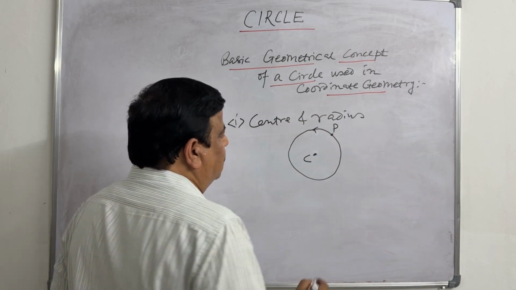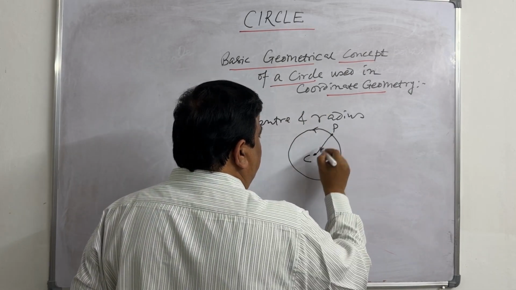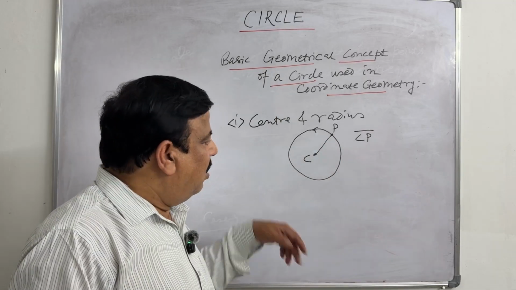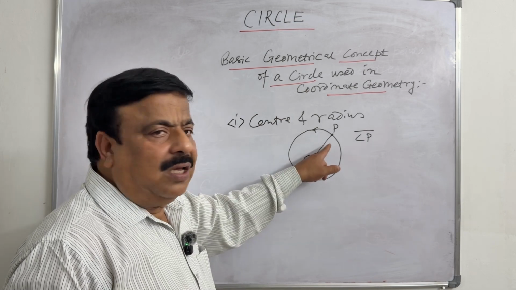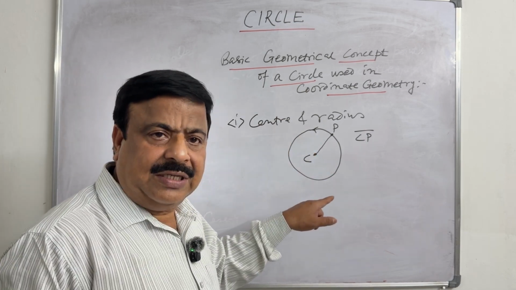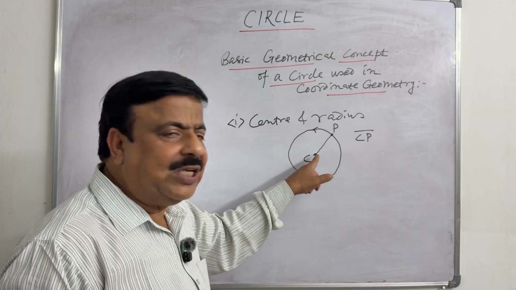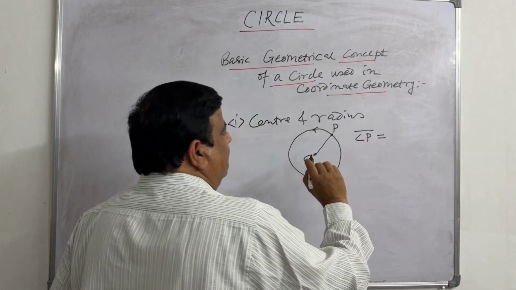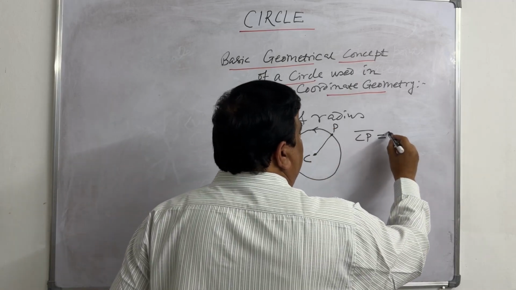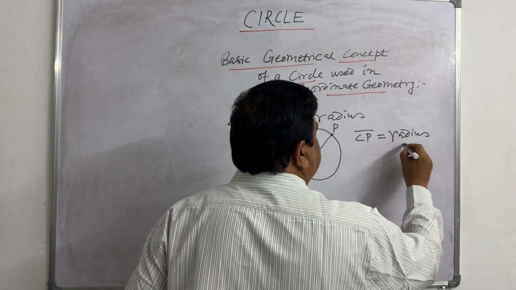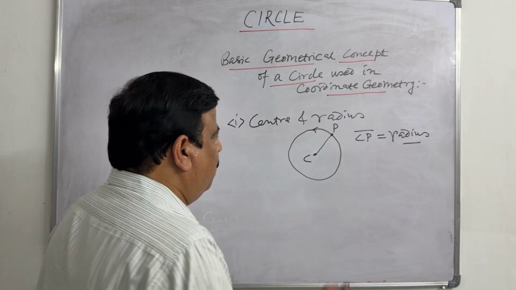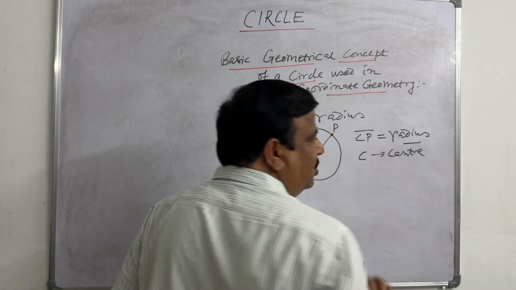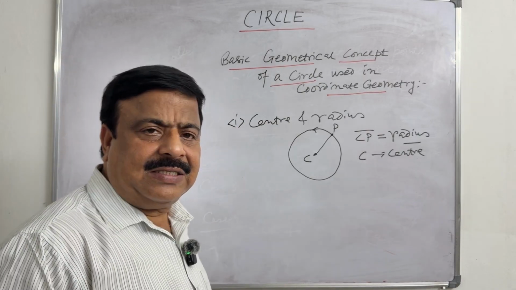Okay? So this CP, if you join C and P, you get this line segment CP, and I already explained this distance always remains constant. The distance between the moving point and the fixed point in this plane, the distance between C and P, is called the radius of the circle. Clear? And what is the fixed point C called? This is called the center of the circle. So center and radius. Clear?